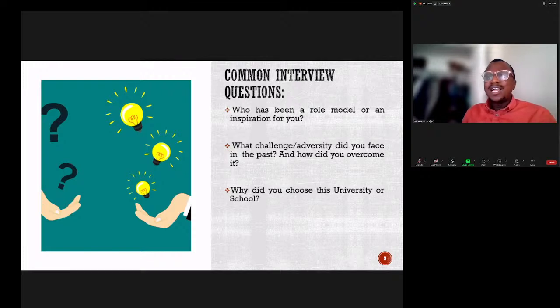So they may ask you, why did you choose this particular scholarship? Why are you interested in the Commonwealth scholarship? Why are you interested? You want to tie your response to the objectives of that particular scholarship.